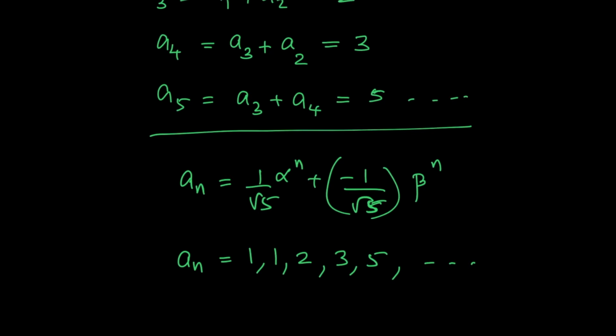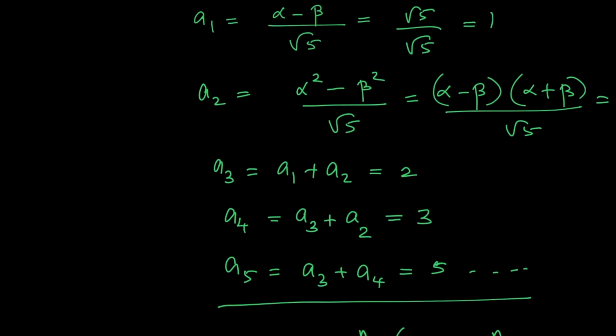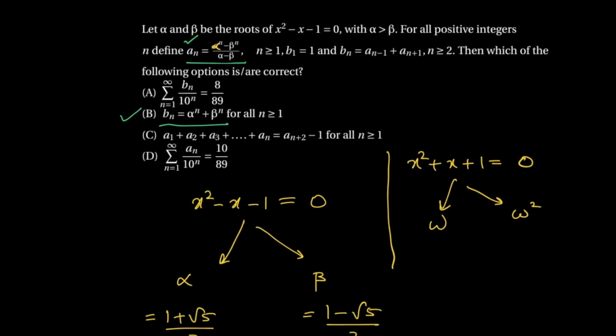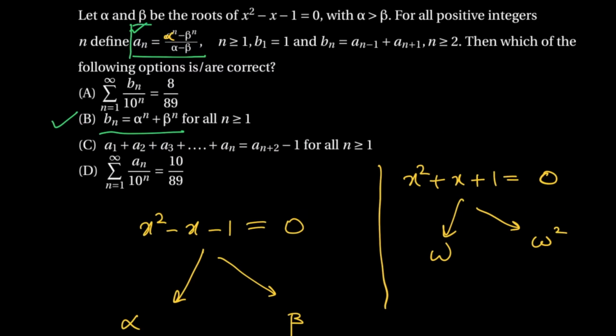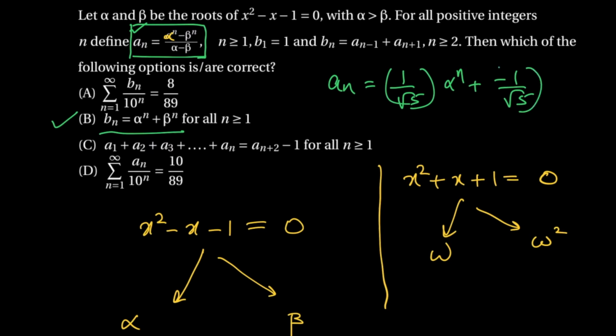Now let's move on to our question. In our question, you can observe that an is nothing but alpha power n minus beta power n by alpha minus beta. So it should strike you that it is nothing but the Fibonacci sequence given in the question, because alpha minus beta is root 5. So in this case an is nothing but 1 by root 5 alpha power n plus minus 1 by root 5 beta power n. So an is nothing but the Fibonacci sequence, right?